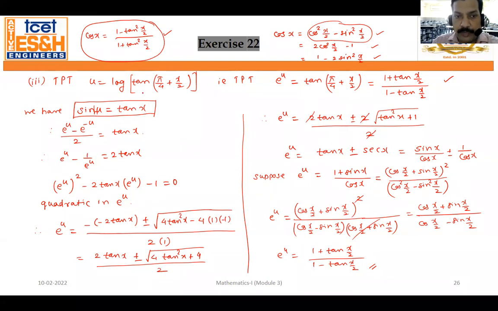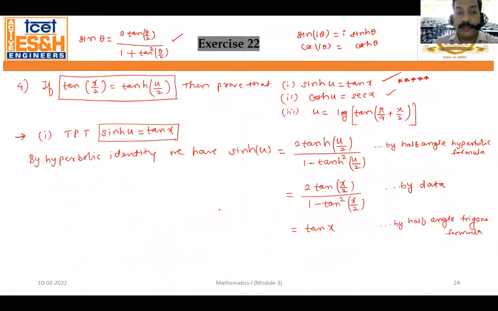So u equal to log of tan of pi by 4 plus x by 2 प्रूव करना मतलब e raised to u को tan of pi by 4 plus x by 2 प्रूव करना मतलब 1 plus tan x by 2 upon 1 minus tan x by 2 प्रूव करना. That is the reason. So look किस पे बेसिस पे मैंने इसको प्रूव किया? I have not proved this on the basis of the given hypothesis. I have proved this on the basis of first result. Sin hyperbolic of u is equal to tan x.